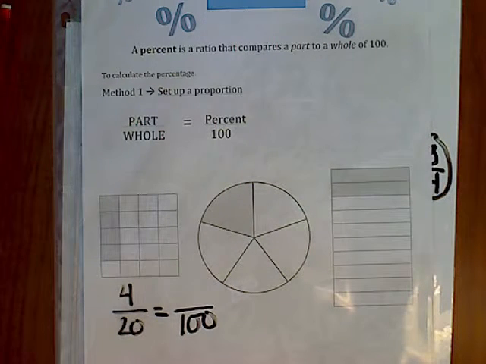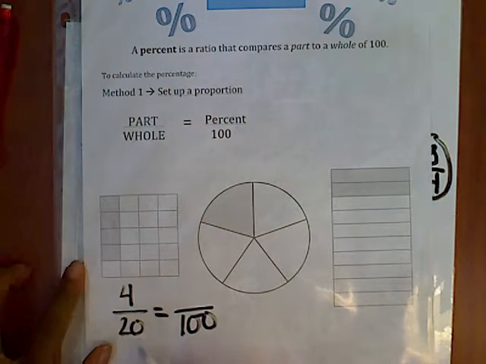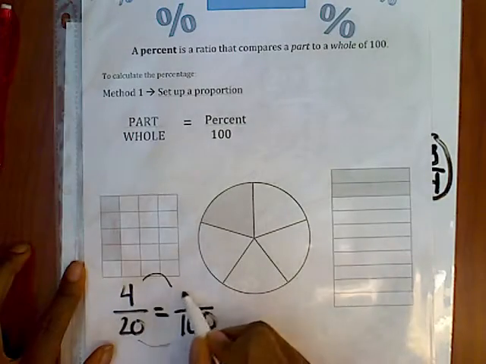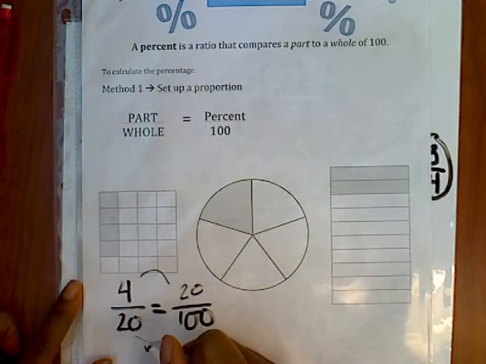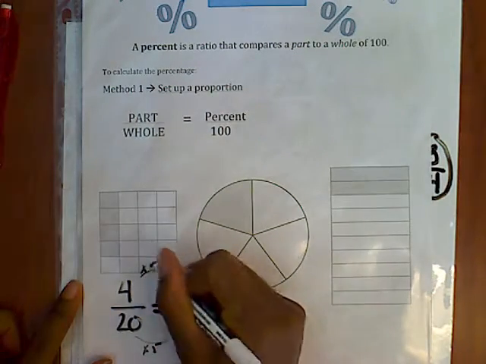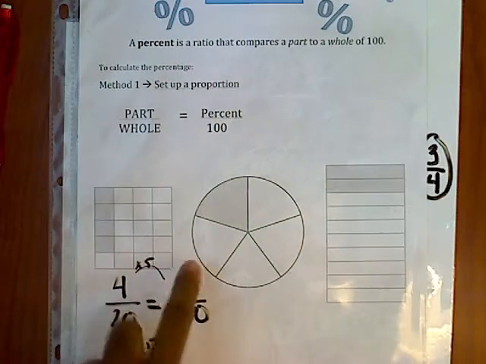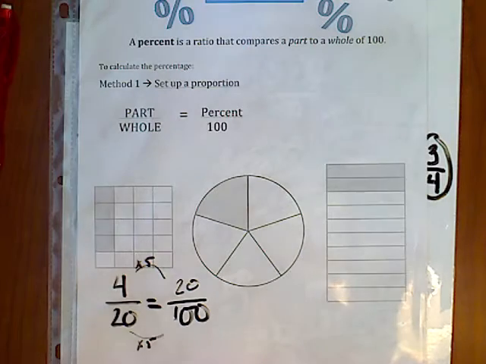Dejane, how did you find your answer? I found my answer by seeing the relationship between 20 and 100, which is multiplied by 5, and do it to the numerator, which equals 20. Very good. So Dejane just looked at the relationship to get from 20 to 100. She multiplied by 5, so she knew here she's going to multiply by 4 to get the percentage of 20.